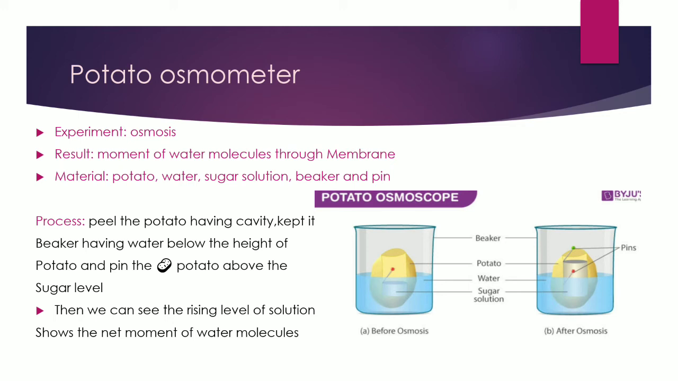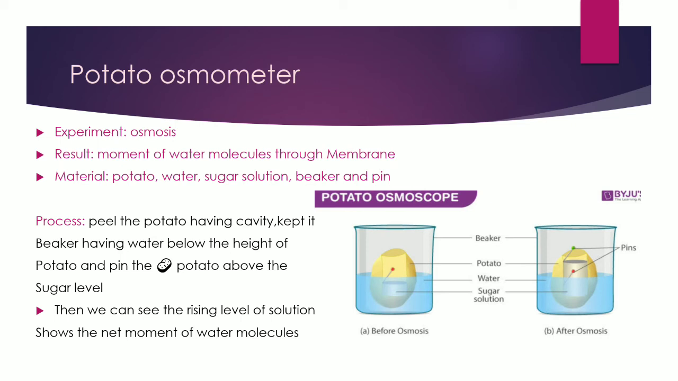Experiment: osmosis. Result: movement of water molecules through a membrane. Material: potato, water, sugar solution, beaker and pin. The process is to peel the potato, having a cavity, keep it in a beaker having water below the height of the potato, and pin the potato above the sugar level. Then we can see the rising level of solution shows the net movement of water molecules. I will explain it clearly. You can do it at home also.